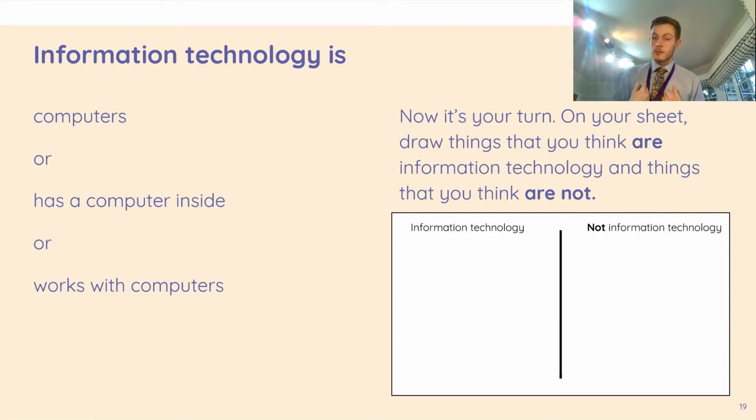So I could give you an example. I might write down and draw on one side a tablet. That's going to be information technology. On the other side, I might draw a water bottle. This is not information technology. It doesn't work with computers. It doesn't have a computer in it. It's not designed with any sort of information in it. It is just a water bottle. So that's not information technology.